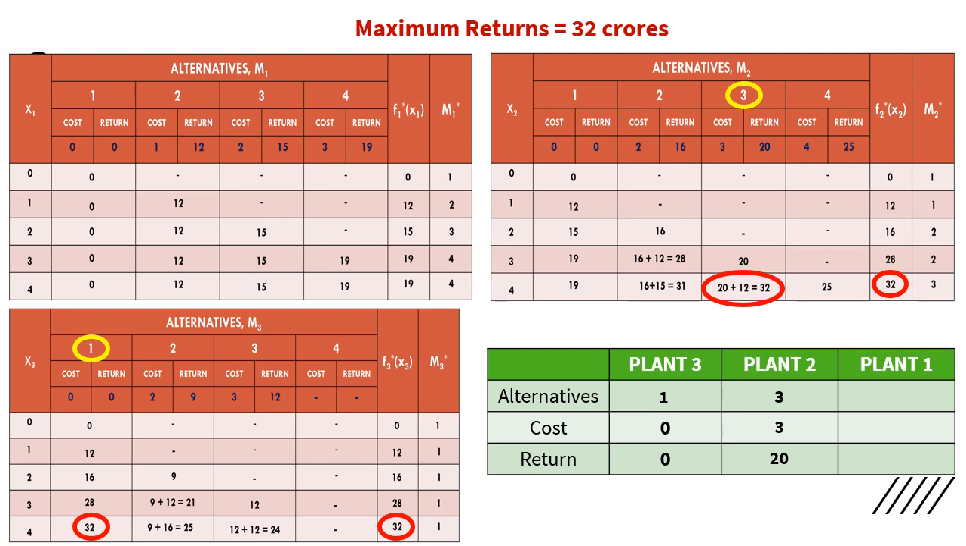Now we can split this. So 20 has gone, remaining 12 return. So how do I get that 12 return? This has to be taken from the first plant. The 12 in the first table is here, which is linking with alternative 2. So the best alternative here is 2, and the amount I am spending here is 1 crore. My return is 12 crores. This completes our problem. Now we will proceed with the same problem in backward regression.